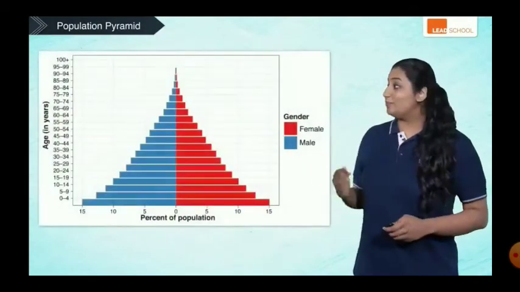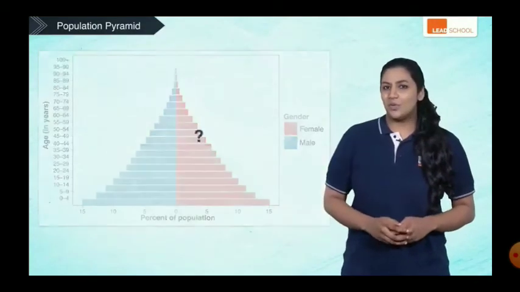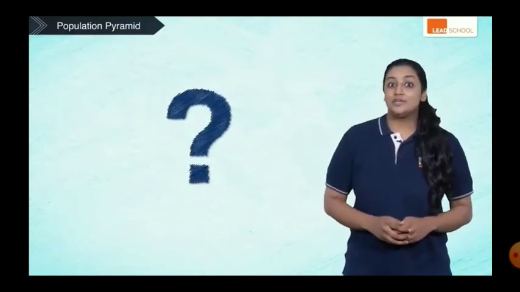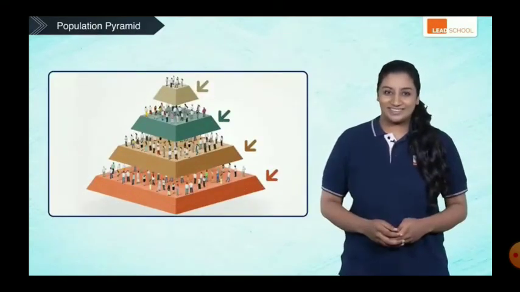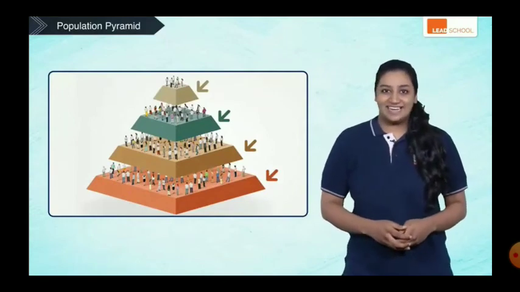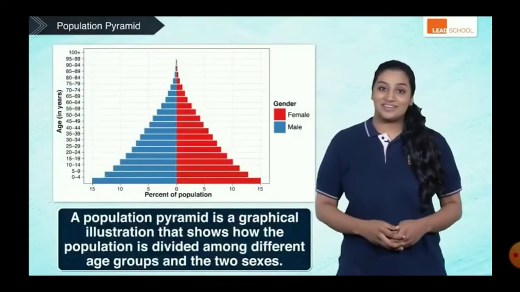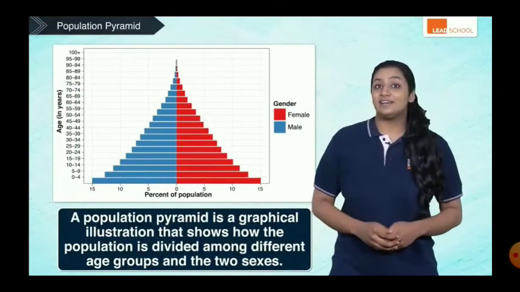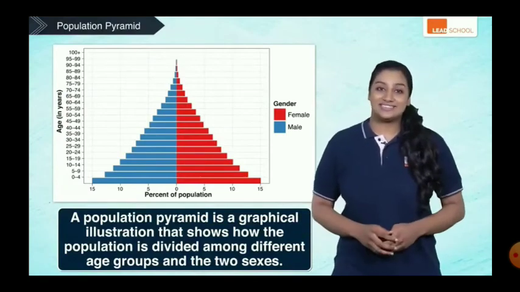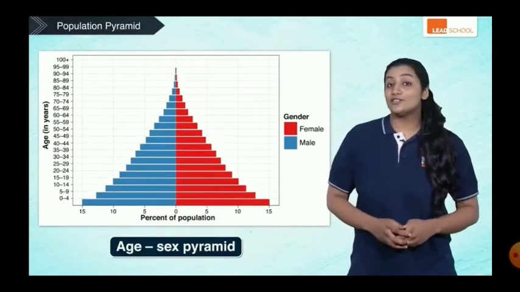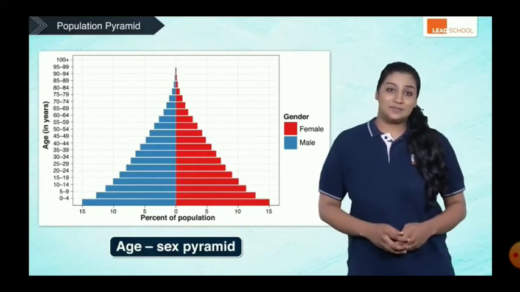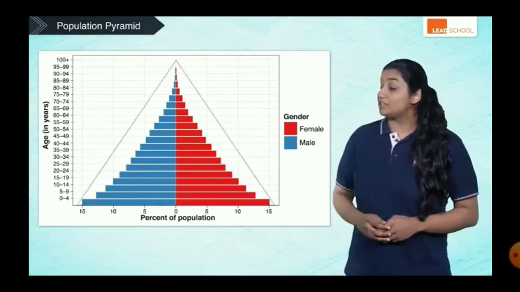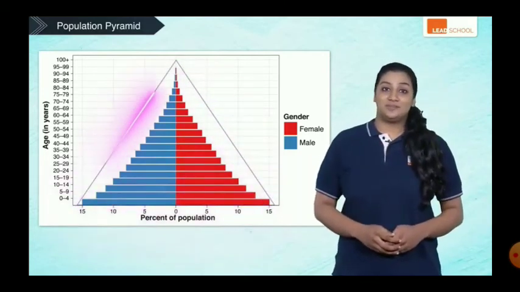Today, we will look at a method that is used to understand the composition or structure of a population, the population pyramid. Now, what comes to your mind when you hear the term population pyramid? Do you think of a pyramid with people on it? Well, it's not exactly that, but yes, a population pyramid is a graphical illustration that shows how the population is divided among different age groups and the two sexes. Therefore, it is also known as the age-sex pyramid.